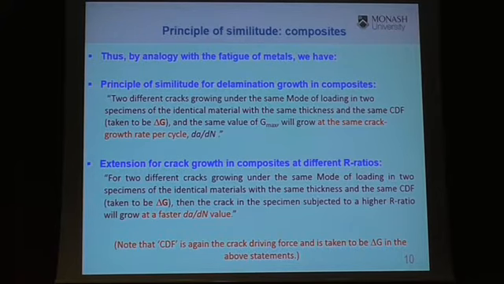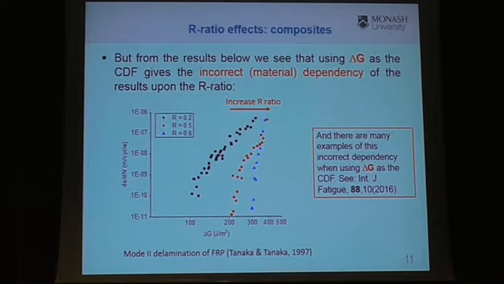So we can also say at the different R ratio cases, with the same delta G, the crack in the specimen subject to the higher R ratio will grow at a faster dA/dN value for the composite. Now let's look at what happened in the real test.